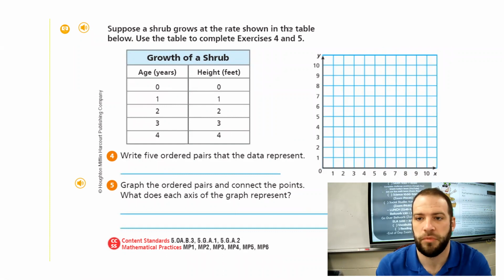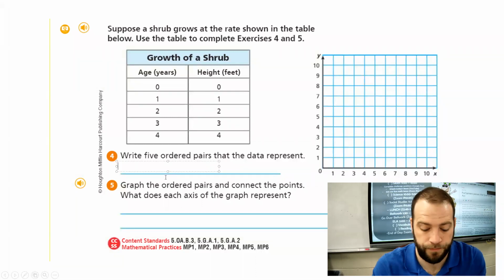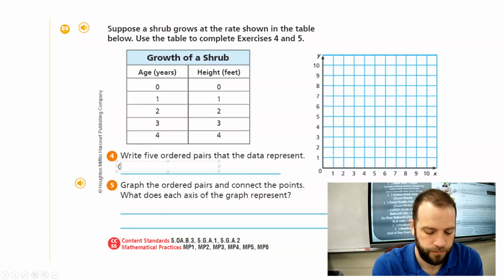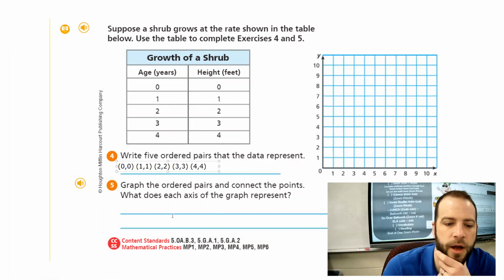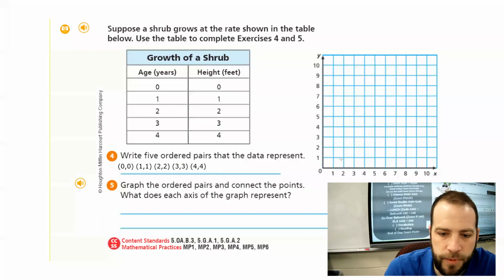So let's do it. If you guys want to pause and try to write the 5 ordered pairs yourself, that would be cool. Now it says graph the ordered pairs. Same thing. If you want to pause and try to graph it on your own, that would be great.